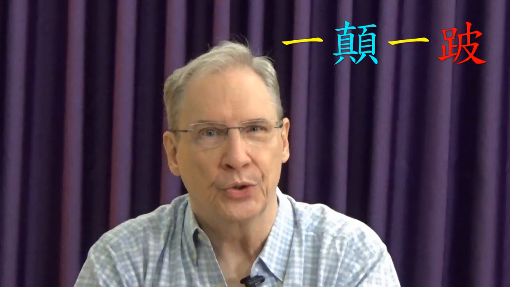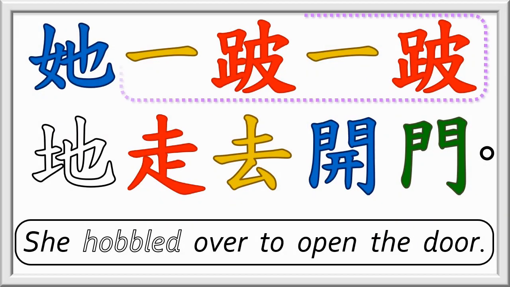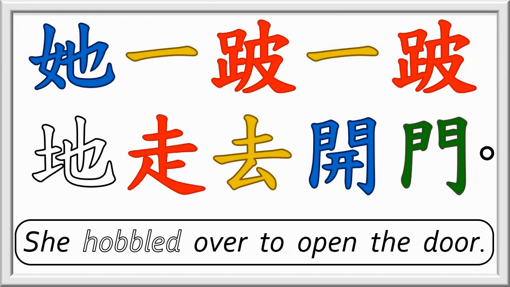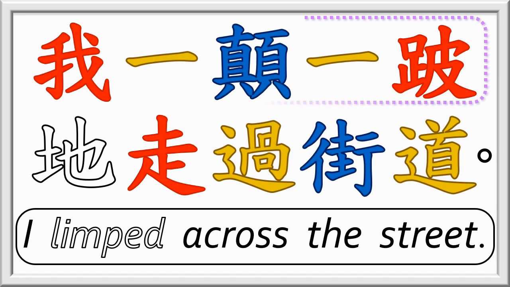The most common phrases using this character are 一跛一跛的 and 一颠一跛的, obviously referring to a person's unusual walking movements. 她一跛一跛的走去开门. She hobbled over to open the door. 我一颠一跛的走过街道. I limped across the street.